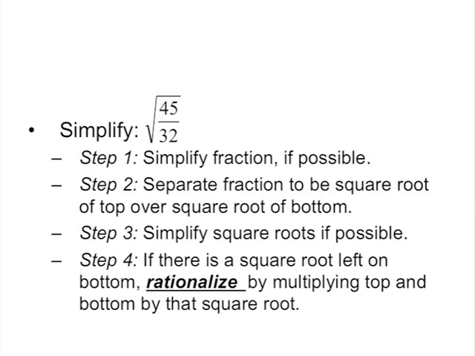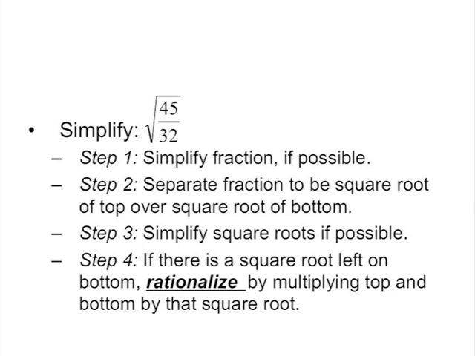Alright, when we have a fraction, the first thing we want to do is simplify the fraction if it's possible, because that gives us smaller numbers to work with. So we want to try to reduce our fraction if we can. 45 and 32 do not have anything that divide out of them, so this one cannot be reduced.